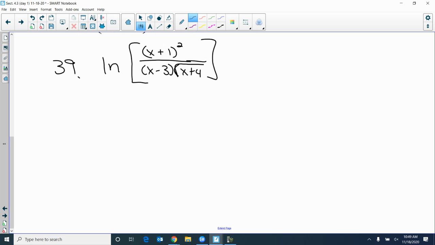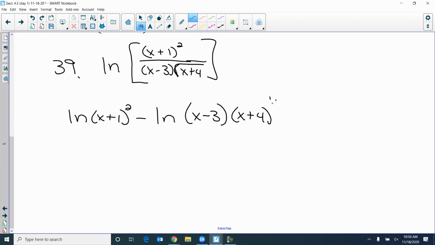Okay, so now you take the natural log of the top minus the natural log of x minus 3 times x plus 4. I'll just make it the 1/2 power. All right, you are subtracting that whole thing. So whatever, if that splits up, you are minusing. So you're minusing whatever that thing is. You got to treat it like it's in parentheses.